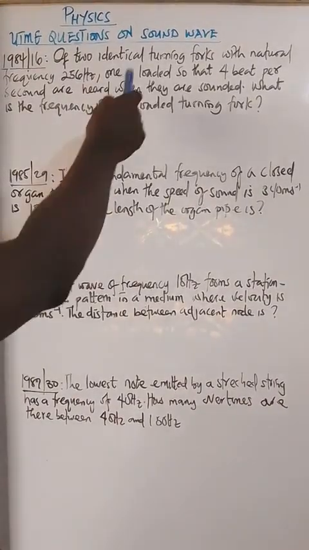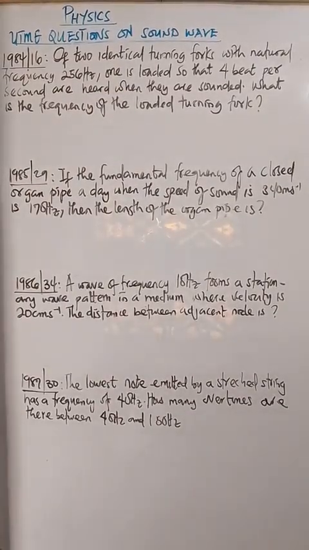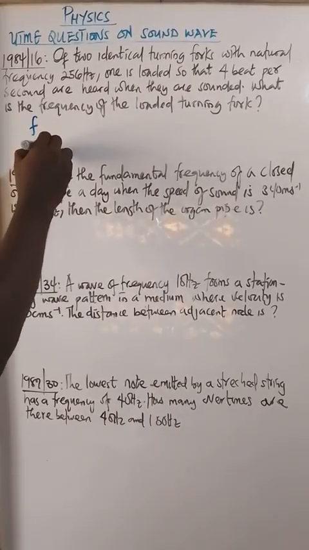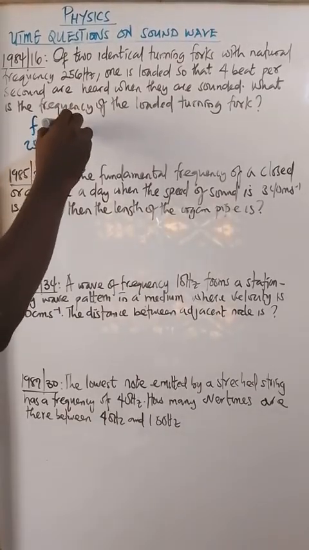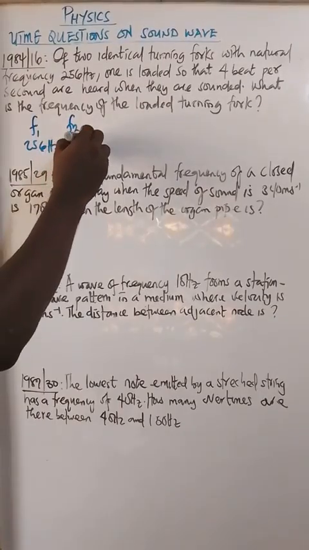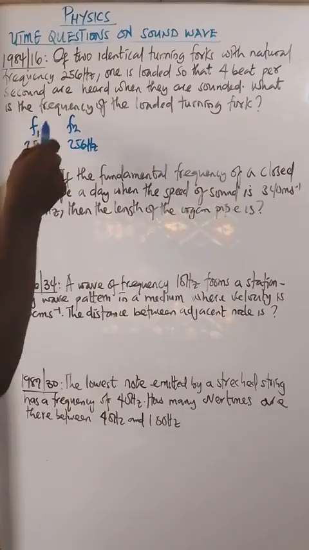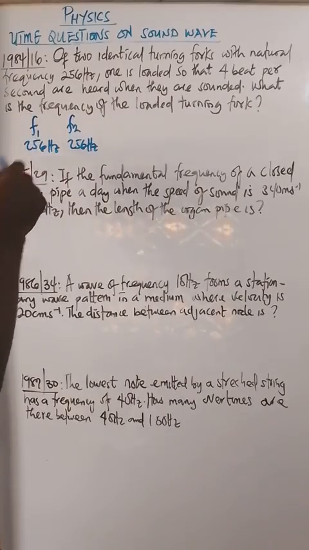Two identical tuning forks, meaning they both have the same natural frequency of 256 Hz. The first one is F1 at 256 Hz, and the second one is also 256 Hz. One is loaded. When you load a tuning fork, maybe by adding a mass, the frequency will drop. Suppose the first one was loaded, so the frequency will drop from 256 to something less. Let's call it X, but we know this X is less than 256.